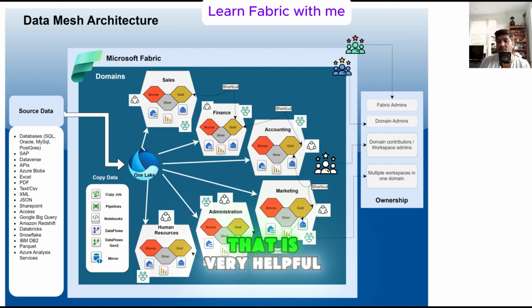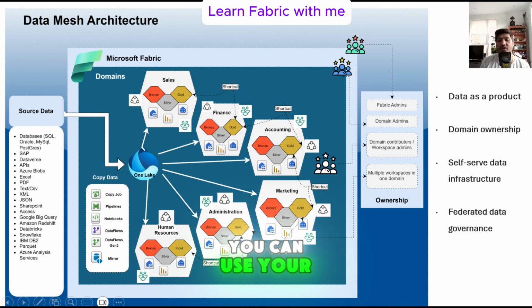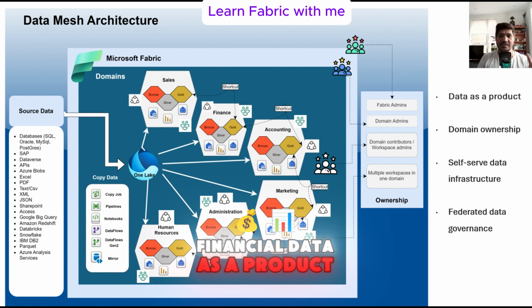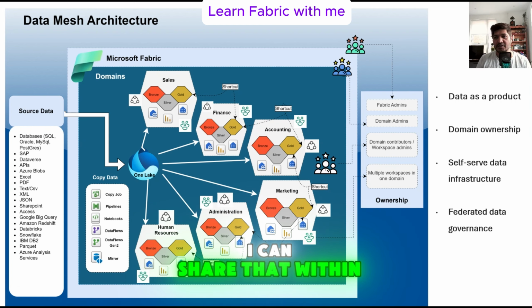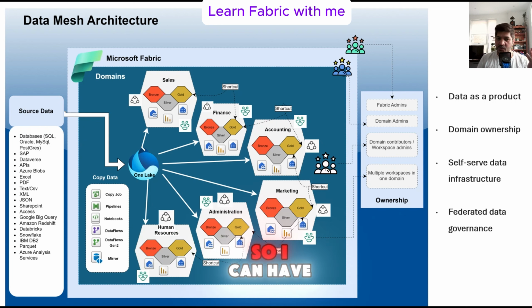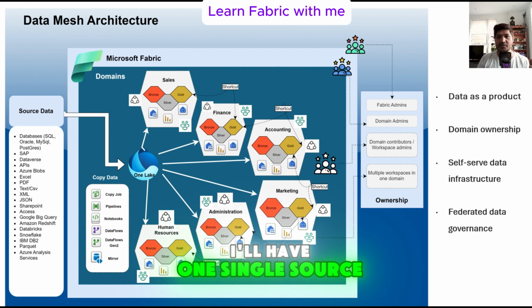The other thing that is very helpful about the data mesh is you can use your own data as a product within your domain. So for example, if I'm using finance, I can use my financial data as a product. A report can be a product. I can share that within my organization. So I can have it centralized. I'll have one single source of truth.